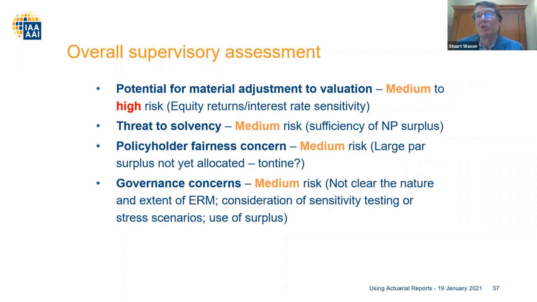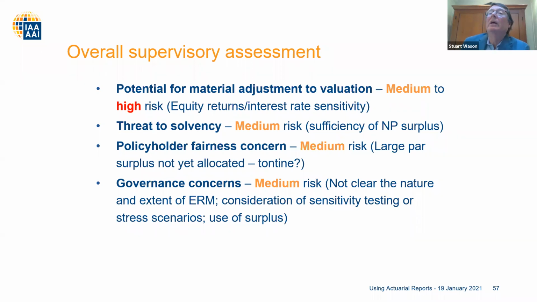But I wonder if there is a sufficiency for the non-par surplus. I note that this jurisdiction that we're profiling does not have risk-based capital requirements, so that makes me a little worried. Is there a concern about policyholder fairness? Well, yeah, there could be. I've ranked it as medium risk because the par block is getting quite small, but the par surplus is significant and it's not yet allocated in the way of dividends or future bonuses to those policyholders. So I'm wondering what's happening there.